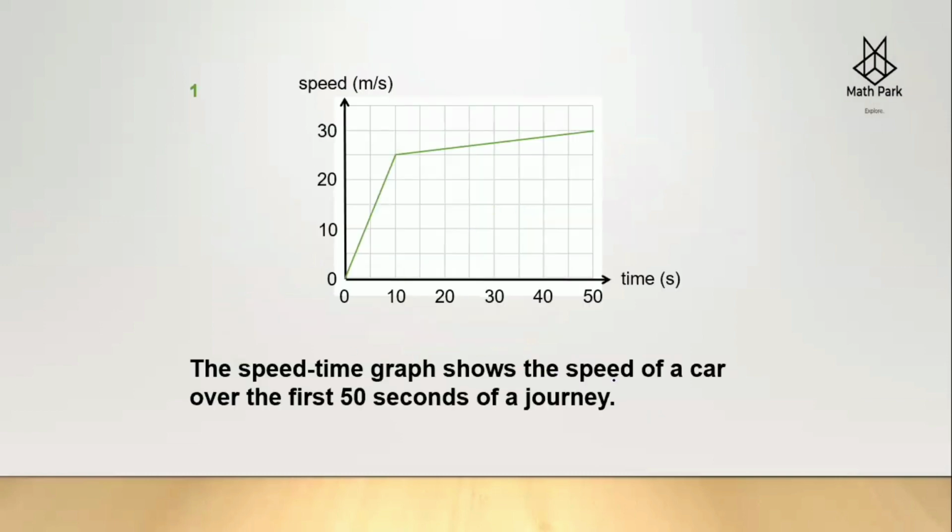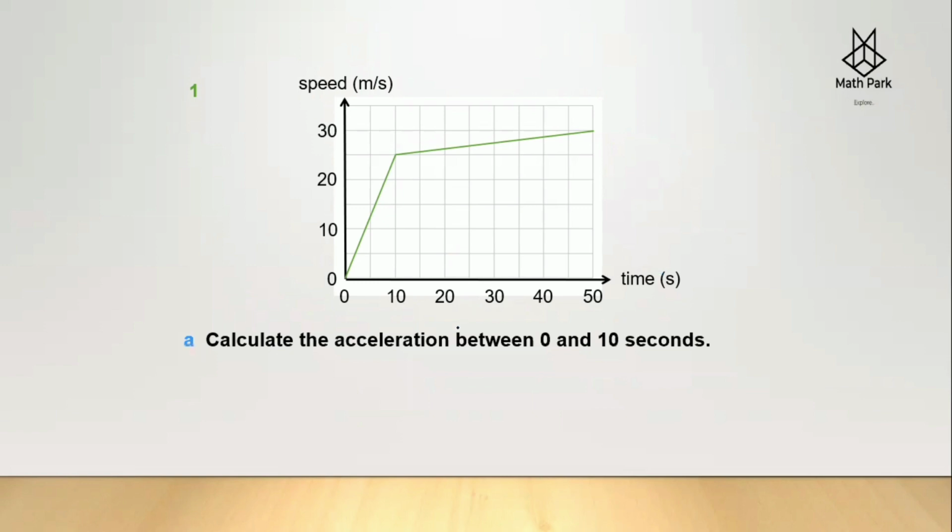The speed time graph shows the speed of a car over first 50 seconds of a journey. So you can see the speed on y-axis here and the time on x-axis. So we have the parts of a question here. So this is the graph. First question, it says, calculate the acceleration between 0 and 10 seconds. So between 0 and 10 seconds, what is the acceleration that we need to calculate.